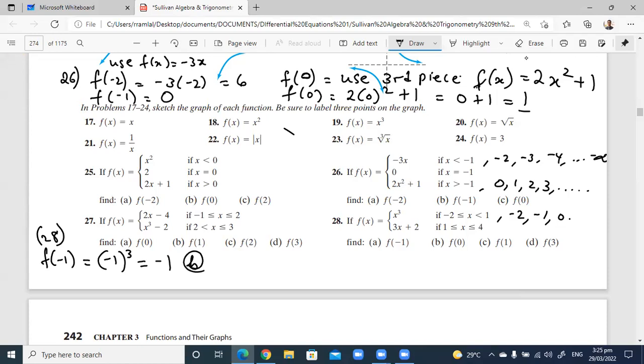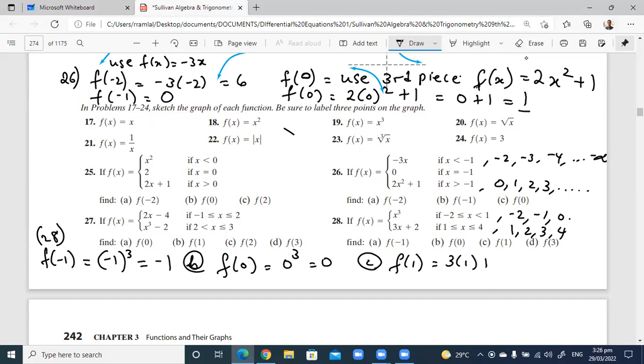For part B now, you want to find f of 0. So again, you use the first piece. You'll get 0 cubed, which is 0. For C, f of 1 now, we see we have the inclusive part of 1 here. So the values of x for this piece are going to be 1, 2, 3, and 4. So f of 1 is going to be 3 by 1 plus 2, which is 5.